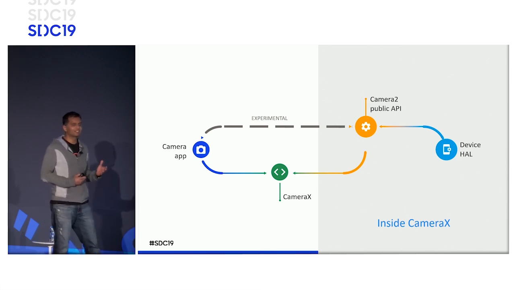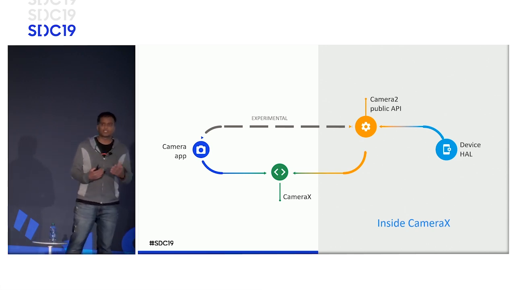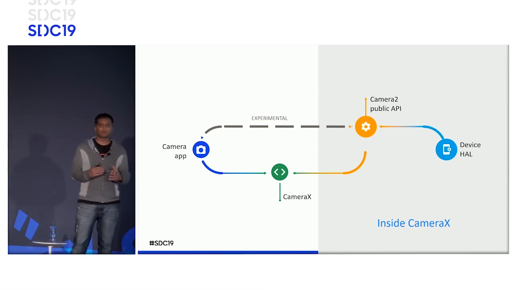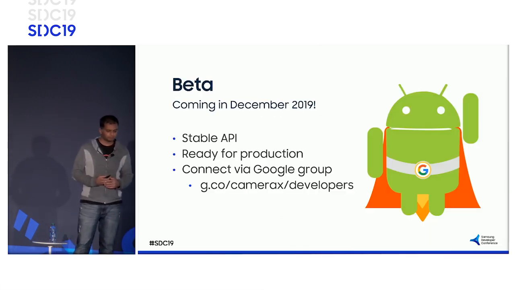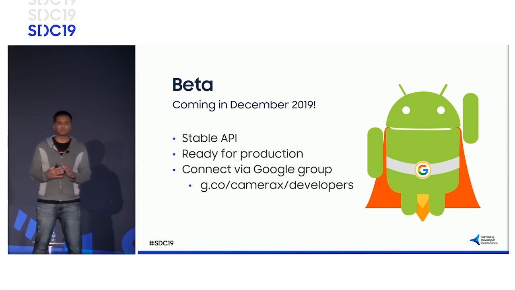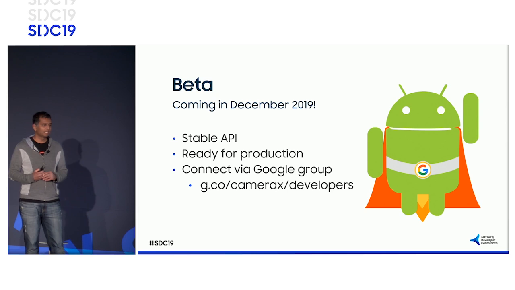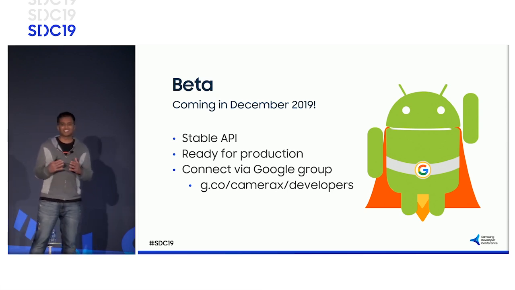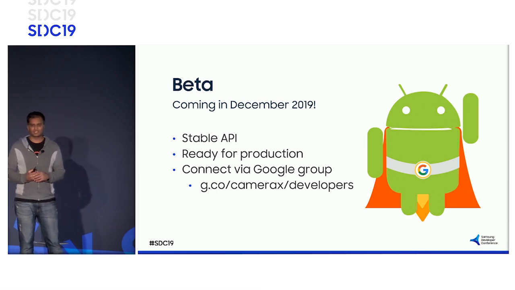Now, there are a lot of advanced developers out there, and so we understand the need for control. And so we've provided an interoperability, an experimental way for Camera 2 and CameraX to coexist. Finally, we're super thrilled to say that CameraX will be in beta later this year. This means a stable API. The API is not going to change. And this means you can roll that into production.